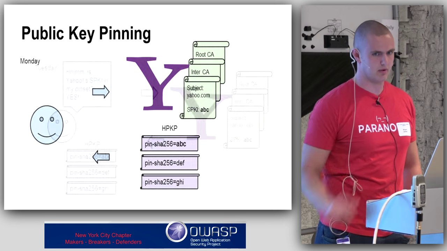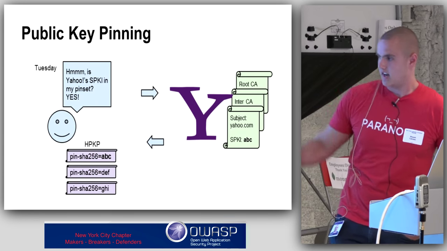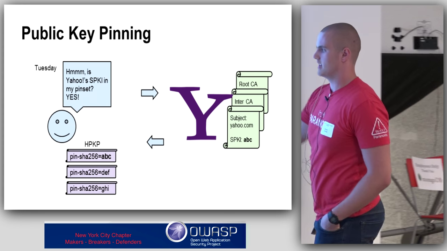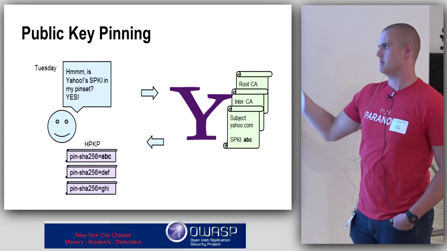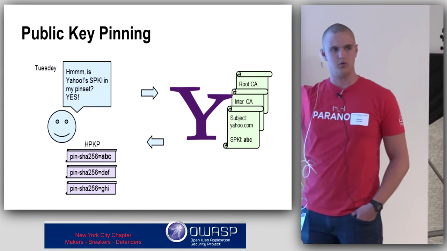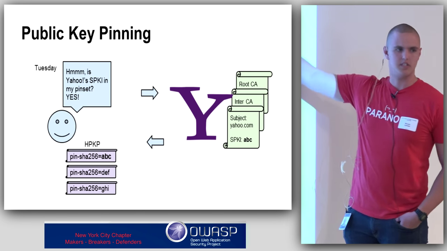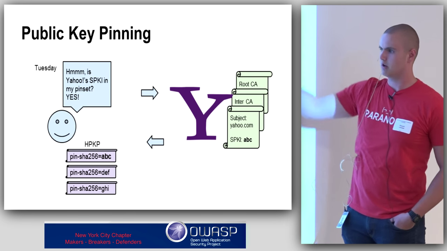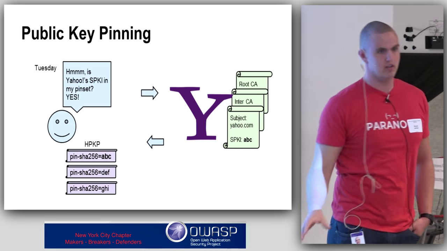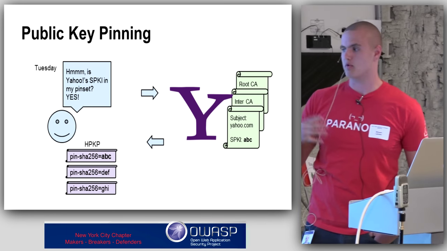So the next time it connects, which is Tuesday, it's connecting to Yahoo. First thing it does is make sure it has a valid certificate chain, which it does. It's the same certificate chain. It belongs to Yahoo, it's connecting to Yahoo, signed off by all these CAs. Eventually, it trusts one of the CAs on the computer. Everything's correct. The next step it does is see that it has remembered pins.